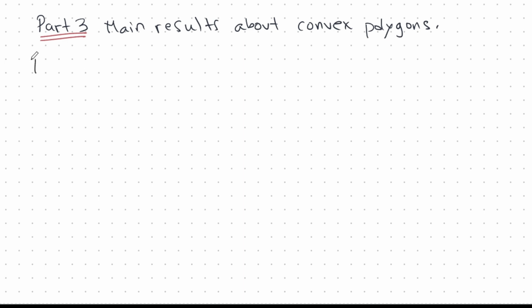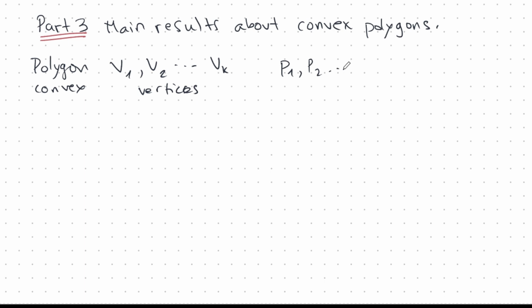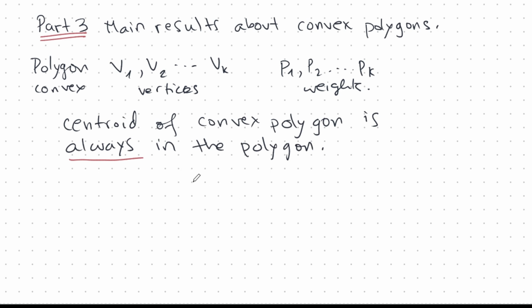First, let's say we have a polygon and it's convex with vertices v1, v2 up to vk. So these are my vertices. And let's say I weight my vertices. So I have weights p1, p2, and so on, pk. And these are my weights. So I have two important consequences. The first one is that the centroid of a convex polygon is always inside.